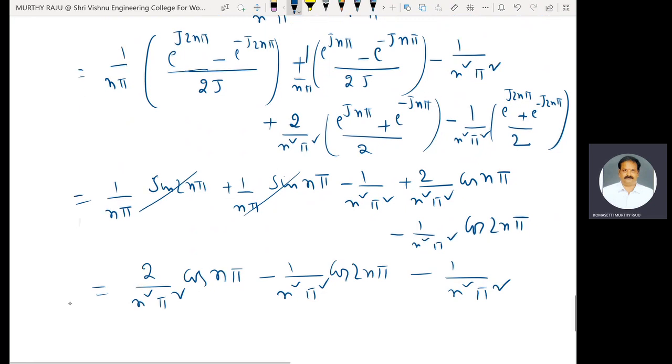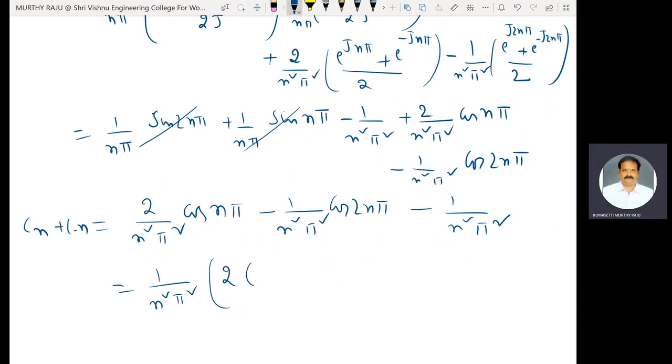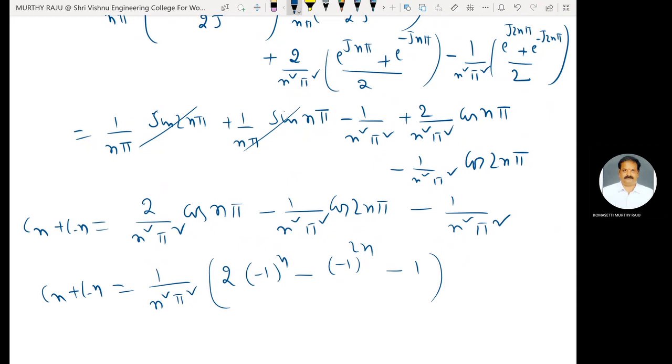This is Cn plus C minus n. 1 by n square pi square is the common term. 2 cos n pi is minus 1 whole power n, cos 2n pi is minus 1 whole power 2n, minus 1. This is Cn plus C minus n.